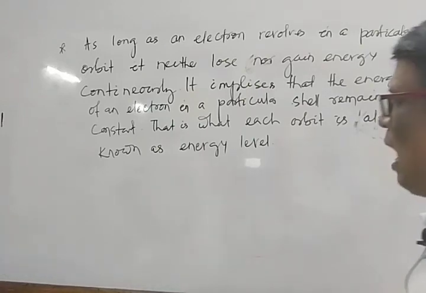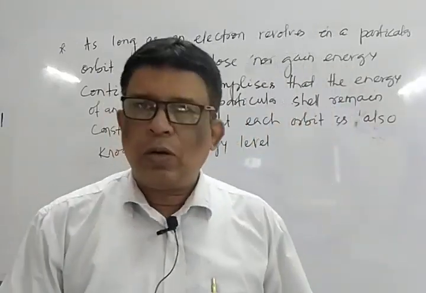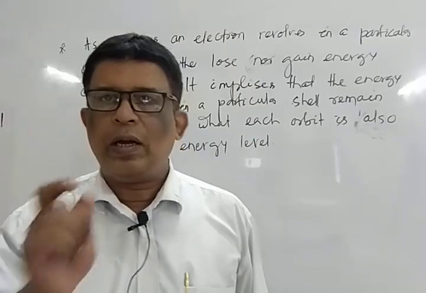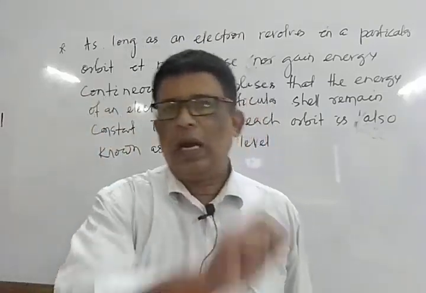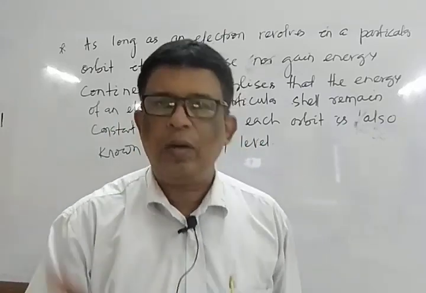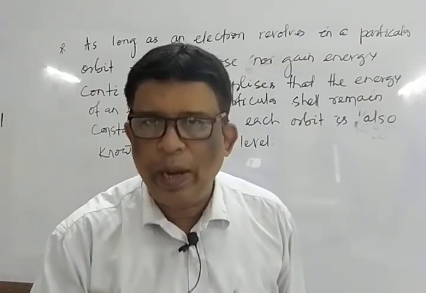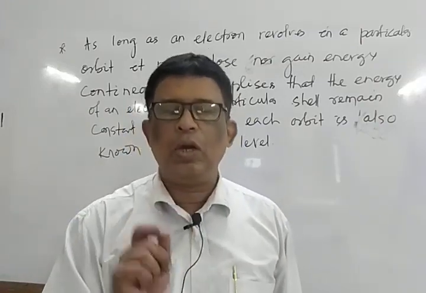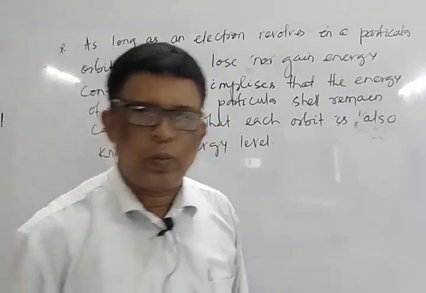Next point: out of a large number of orbits, not every orbit is allowable. I repeat again, out of a large number of orbits, that orbit is allowable for an electron in which the angular momentum, that is L equal to mvr, is an integral multiple of h by 2 pi.